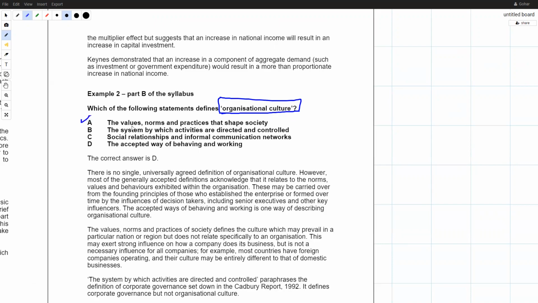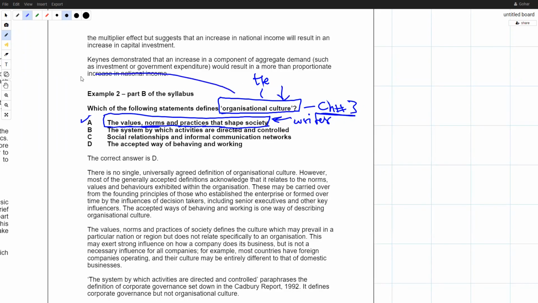Option A states the values, norms, and practices that shape society. Yes, this is partly correct, but not wholly correct. Because if you have studied the book, in chapter number 3 we study that many different writers have given different definitions of organizational culture. This definition was given by a writer. It is not the overall definition of culture. What was the overall definition? The accepted way things are done in the business. The accepted way of doing business is known as organizational culture. This is what we have studied in chapter number 3.